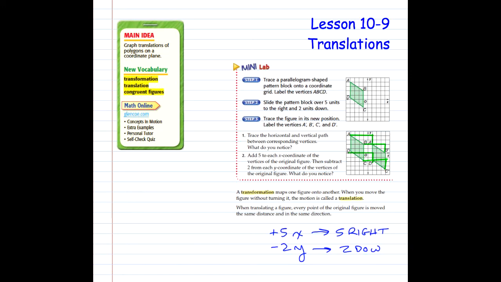A transformation maps one figure onto another. When you move the figure without turning it, the motion is called a translation. Move the figure without turning it. When translating a figure, every point of the original figure is moved the same distance and in the same direction, and you can see that right here.